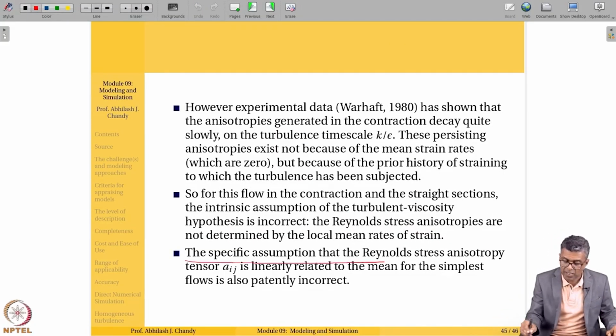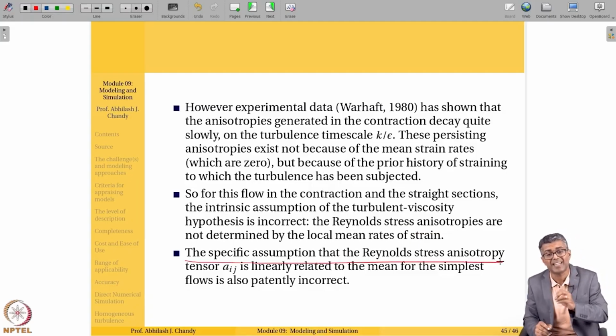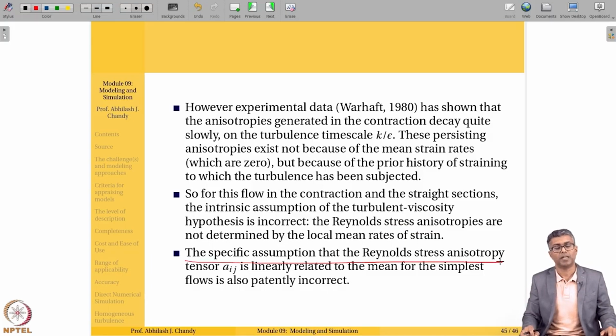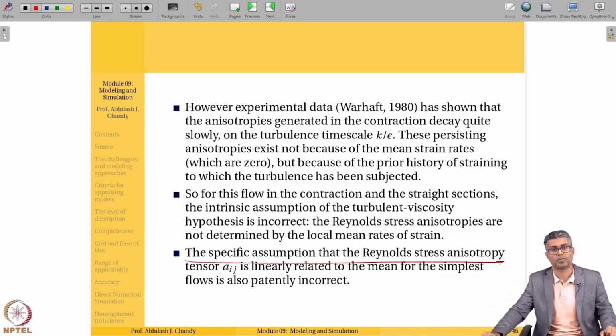So the specific assumption that the Reynolds stress anisotropy tensor is linearly related to the mean rate of strain is going to be simply incorrect, because it is not equal to nu-t times this thing. That comes from laminar flows, the fact that stress is equal to viscosity times mean strain rate. But the intrinsic assumption itself is wrong, and the specific assumption is also wrong.